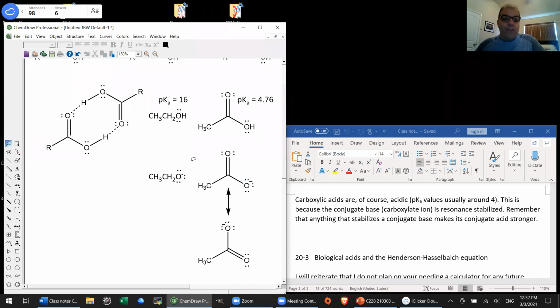Just to give you another example where we could make the same type of argument, what if we compared ethanol to ethane thiol, CH3CH2SH? This is something we talked about back in chapter 17 last term. We compared the acidity of alcohols and thiols, with other things being equal. I don't have the exact pKa of ethane thiol off the top of my head. You can certainly look that up.